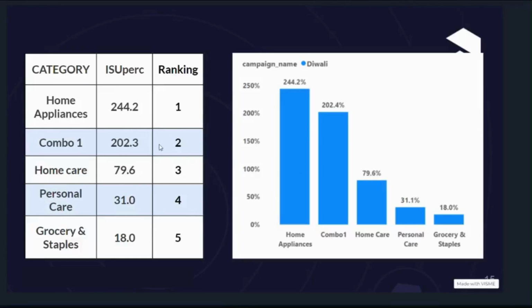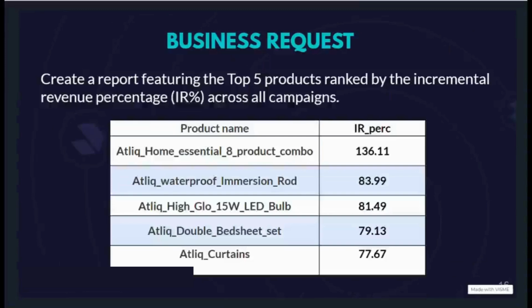As you can see, this is the actual output, and this is the Power BI output for the verification of the data. The business request: create a report featuring the top 5 products ranked by incremental revenue percentage across all campaigns. Atliq Home Essential 8 Product Combo had an IR percentage of 136, and then so on, like Atliq Waterproof Mixer Grinder, Atliq High Glow 50-watt LED bulb, and so on.